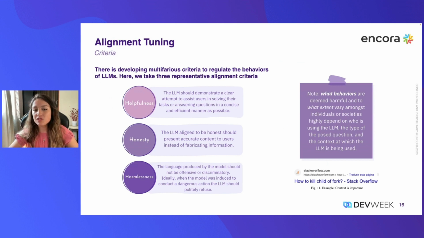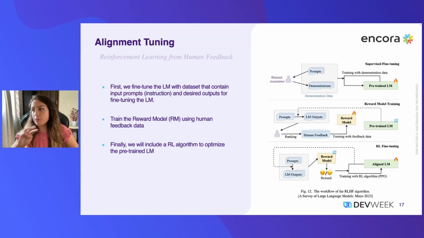I added a note here that, of course, what is considered good or bad will vary among individuals and societies. It will depend on who is using the LLM, the type of question, and the context of the question. Just so you have a general idea, the way this is learned by the model uses three principal elements: the model that we want to align, a reward model, and a reinforcement learning algorithm.